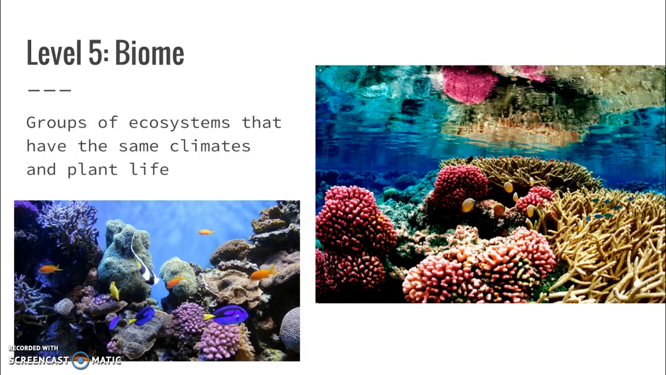So from there, we're going to have different types of ecosystems that have the same climates and plant life coming together to make a biome. So if you look at a picture on your left and the picture on the right, they have similar plant life, they look like they have the same climate, they have similar fish. Since they're different ecosystems, so they're not next to each other, but since they have the same climate and the same plant life, they're going to be considered in a biome together. And we will talk about biomes later as this unit goes on.